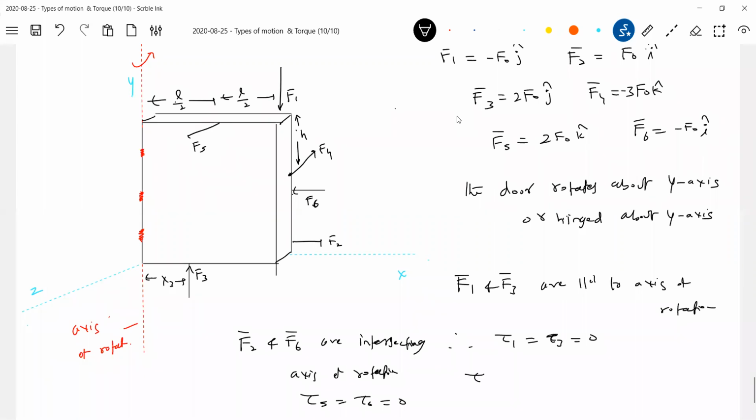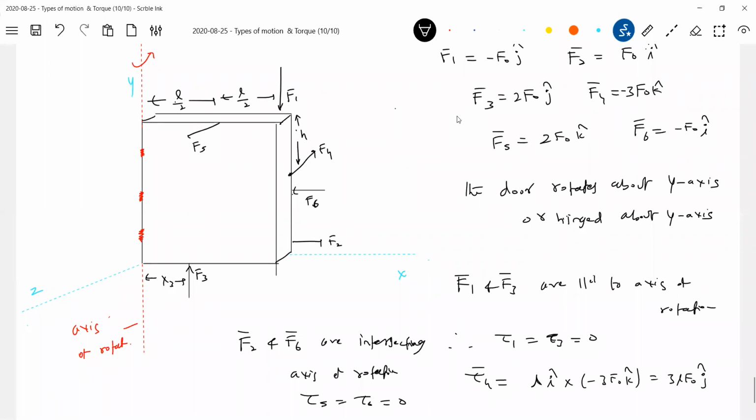Torque due to F4 should be equal to L I cap cross, what is F4? F4 is how much? Minus 3 F naught K cap. K cross I will be J. I cross K will be minus J. So this will be 3L F naught J cap.